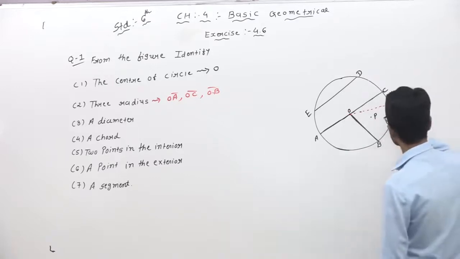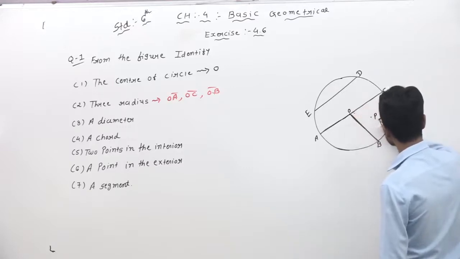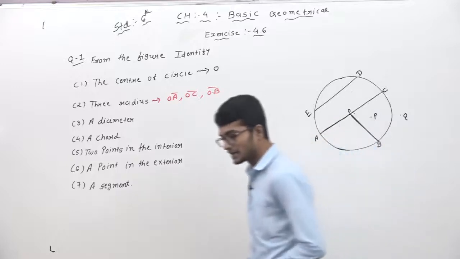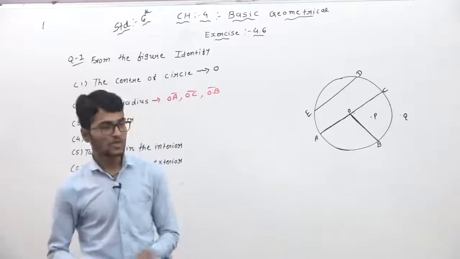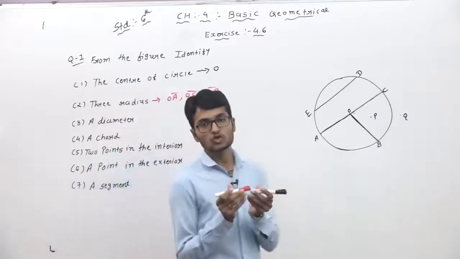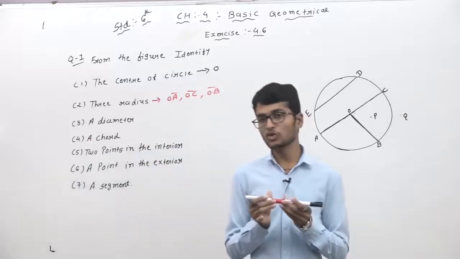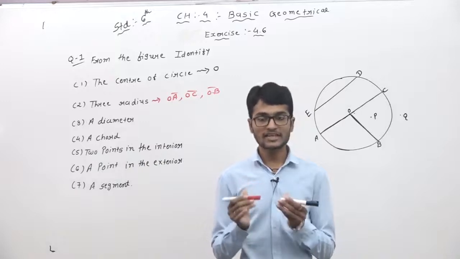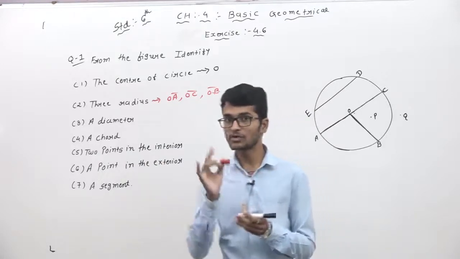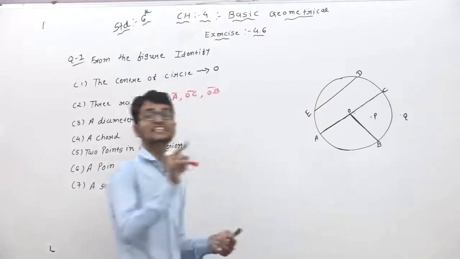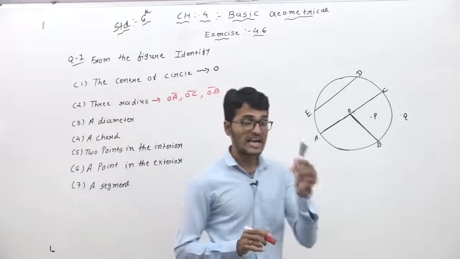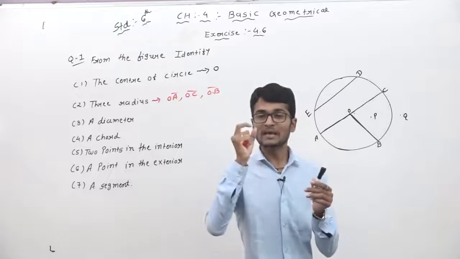Okay. Now to the next question. The next question is the diameter. So what is the diameter? Diameter is 2 radii joined. 2 radii joined to each other make one diameter. It means D is equal to 2R. Diameter is equal to 2 times the radius.